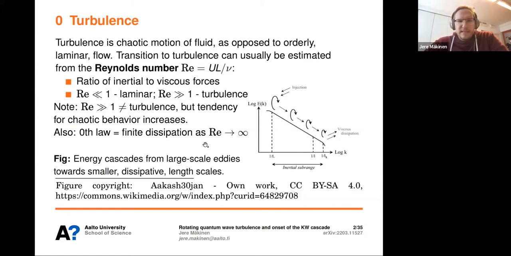Also, one central aspect of turbulence is that there is a cascade of energy from the highest length scales towards the lowest length scales, while most energy is usually contained at the largest length scales. There's a thing usually referred to as the zeroth law of turbulence, which says that dissipation would remain finite even in the limit of zero viscosity, or equivalently, infinite Reynolds number.